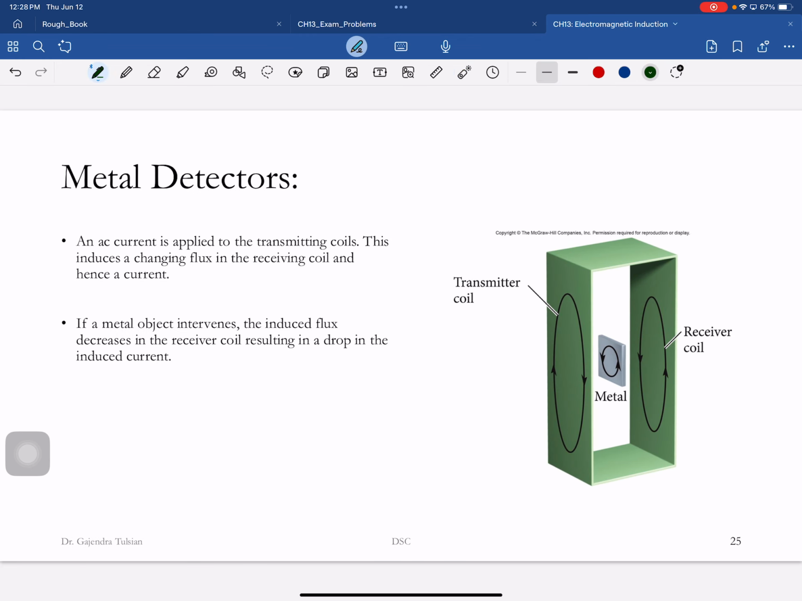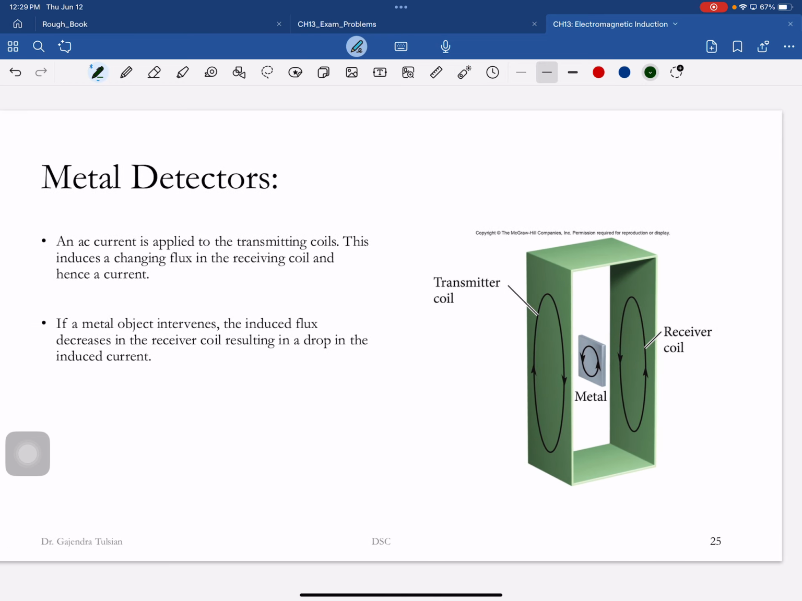Here's how metal detectors work. Without this metal, you're passing an AC current that is changing the flux through there, and in the receiver coil, you're inducing a current. So if there's nothing passing, you're inducing a high current there. As soon as a piece of metal passes, this is inducing a magnetic field in the opposite direction. The magnetic flux through here decreases. The current amplitude decreases in the receiving coil. And that's how metal detectors work.